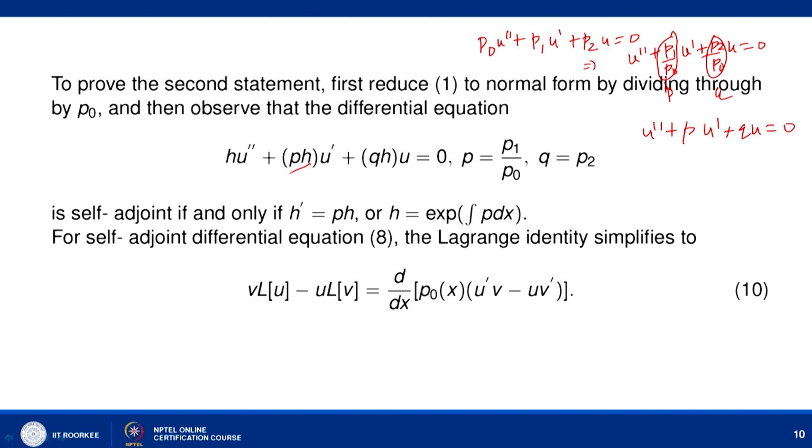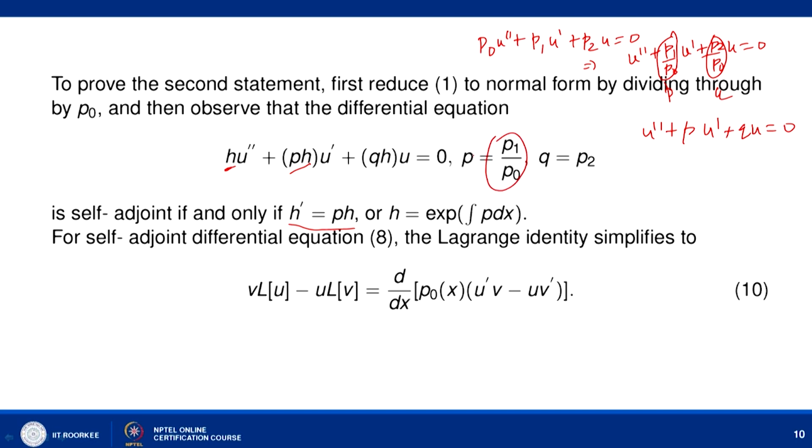Now our claim is that this is an exact differential equation, so it means that this is given in self adjoint form. If it is in self adjoint form, then the derivative of the coefficient of u double dash must be equal to the coefficient of u dash. So it means that h dash must be equal to p times h. This equation is in self adjoint form if we have h dash equal to p h, and this is a first order homogeneous differential equation. We can easily solve this equation to find the value of h, and if you solve it, then h is given as exponential of the integral of p dx, where p is this P1 by P naught.